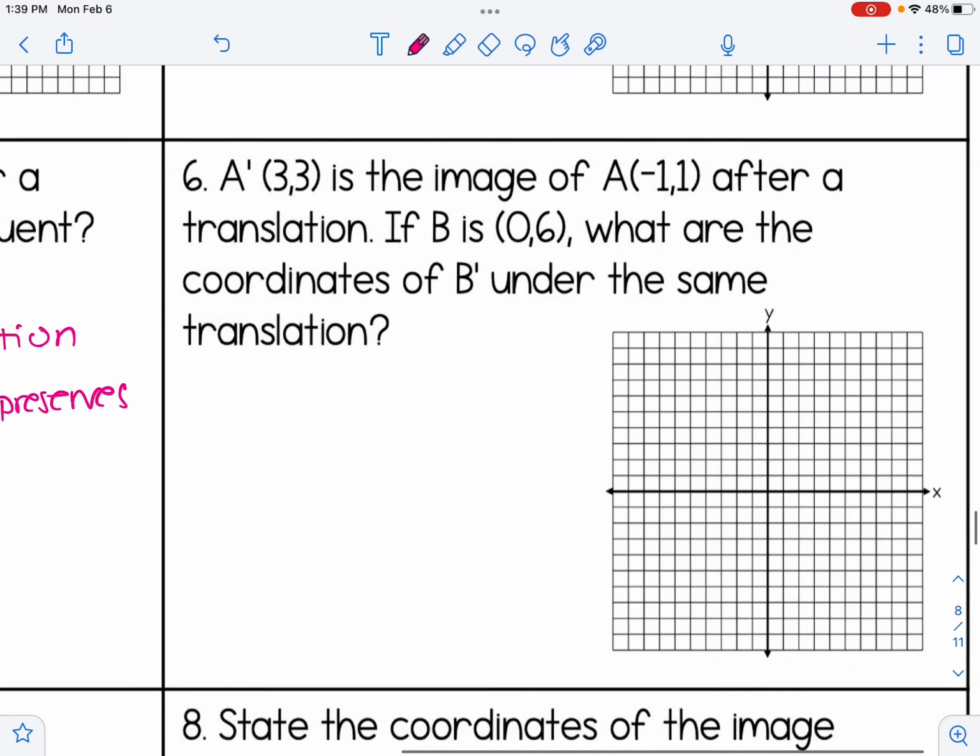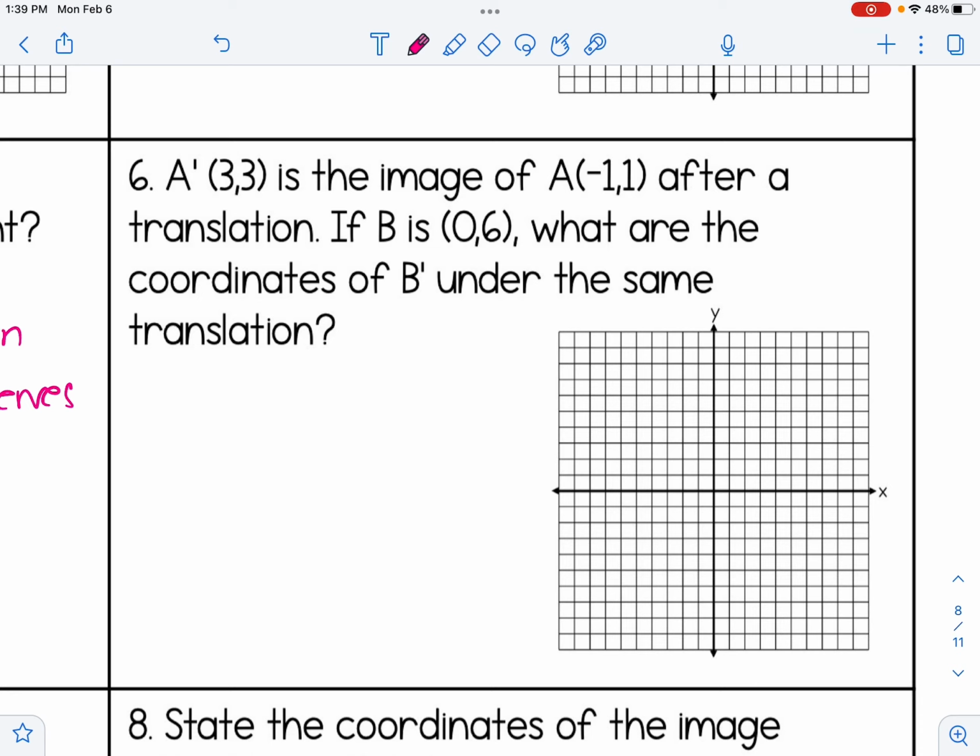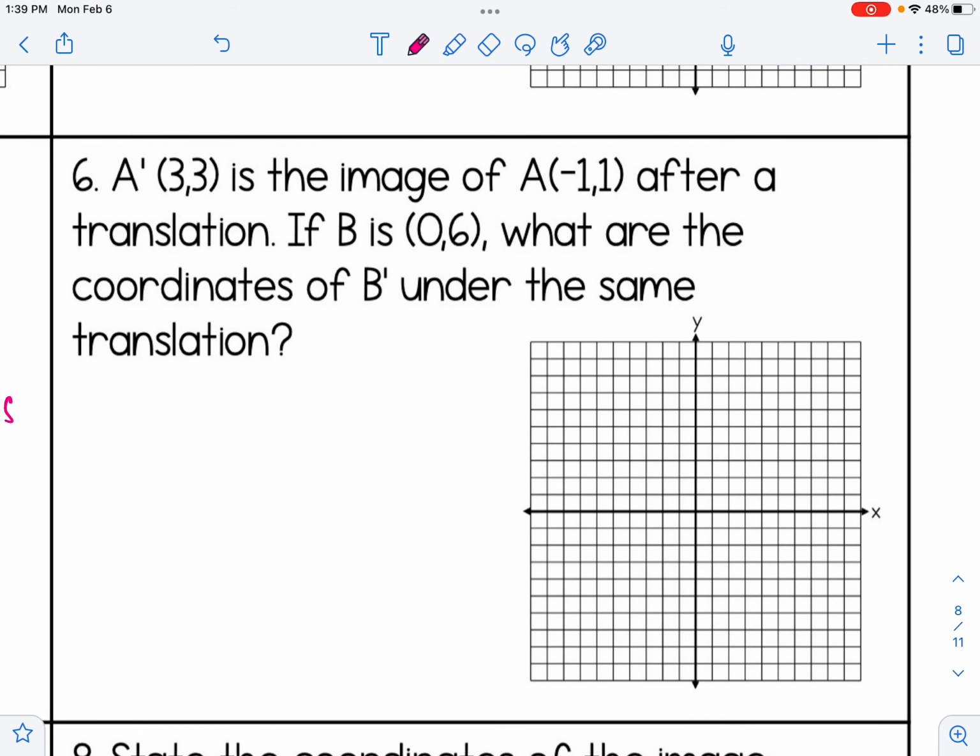All right, number 6. A prime (3, 3) is the image of A (negative 1, 1) after a translation. If B is (0, 6), what are the coordinates of B prime under the same translation? So I'm going to choose to graph this one. I know A is (negative 1, positive 1), and I know A prime is (3, 3), and B is (0, 6).